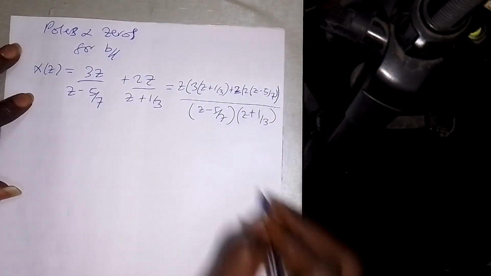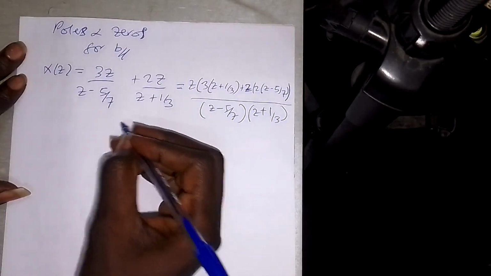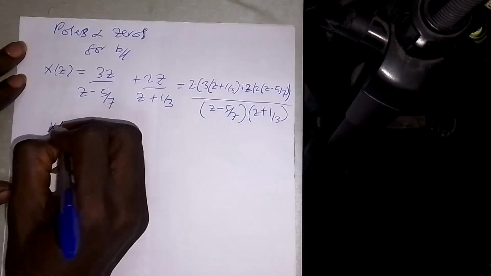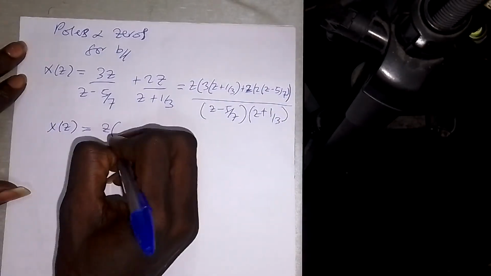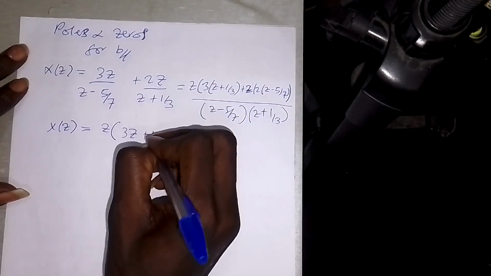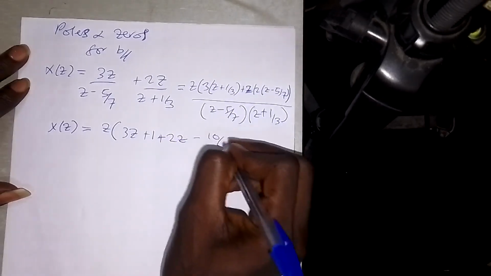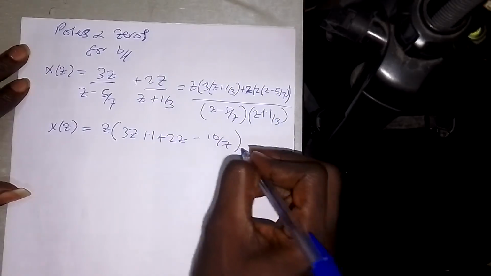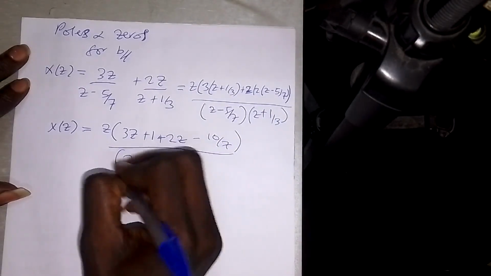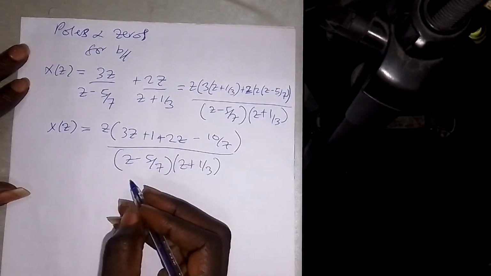If you do your simplification here, then what you're going to get is X of Z is equal to Z out, 3Z plus 1, plus 2Z minus 10 over 7. So that is what you get, over Z minus 5 over 7 into Z plus 1 over 3.